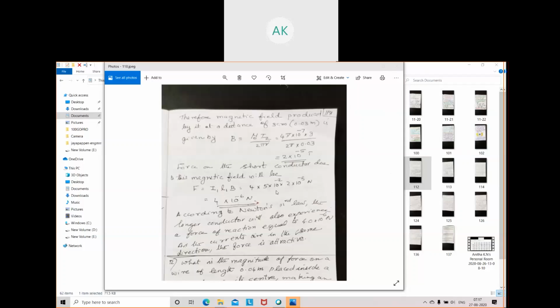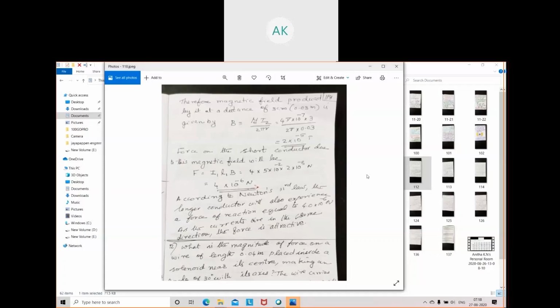So the BIL formula is used, and according to Newton's third law, the longer conductor will also experience a force of reaction equal to the same. So force on long conductor equals force on short conductor. So that force will be the same. As the currents are in the same direction, the force is attractive. Okay.